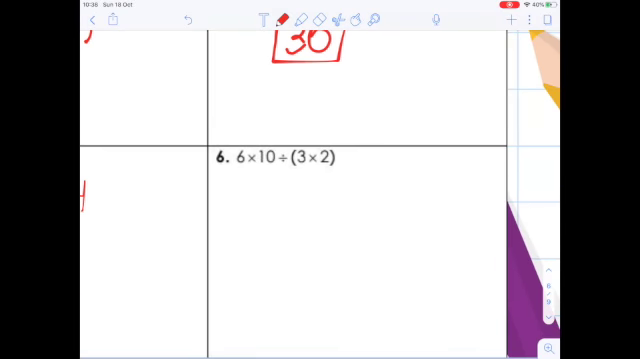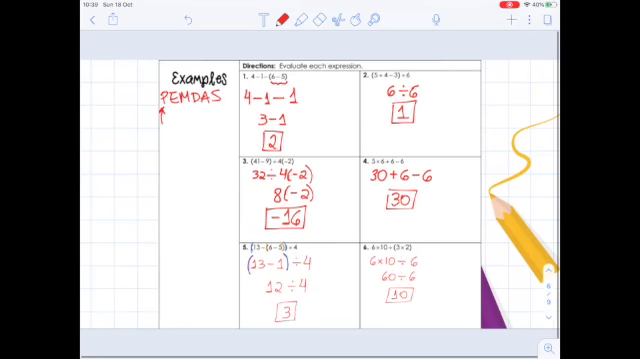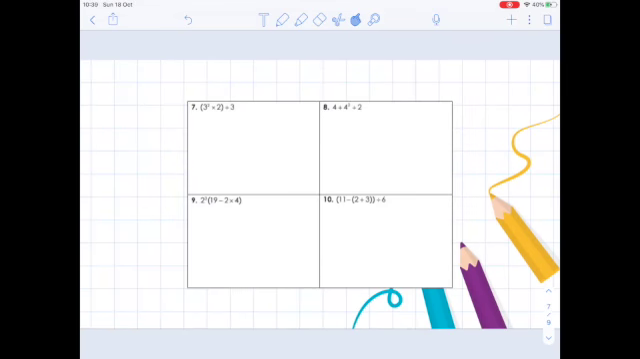Number 6, we have 6 times 10 divided by 3 times 2, right? So this is going to be, I have to do parentheses first, copy everything down. 6 times 10 divided by 3 times 2 is 6. Now, which one do we do first? 6 times 10 or 10 divided by 6? It doesn't matter because multiplication and division are equivalent. 6 times 10 is 60. Divided by 6 is going to give me 10. So far, so good. Let's move on to the next one.